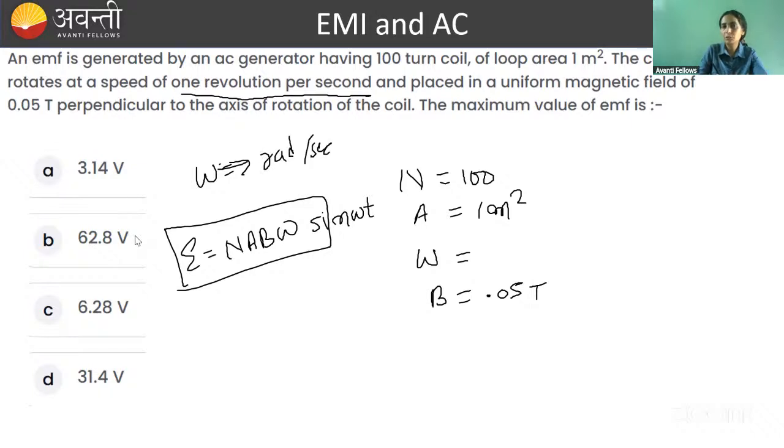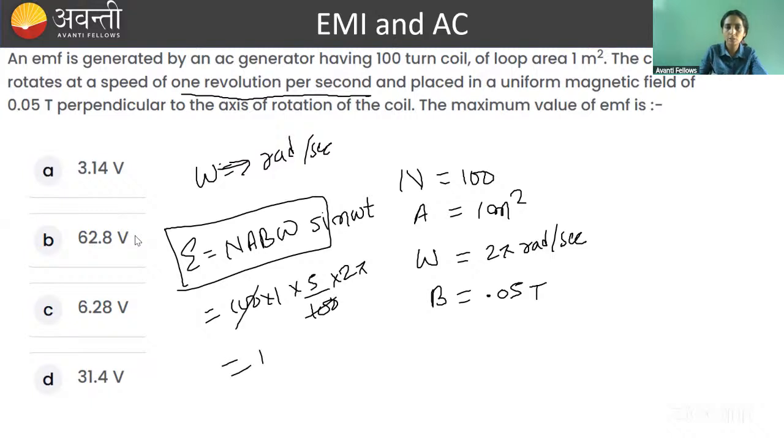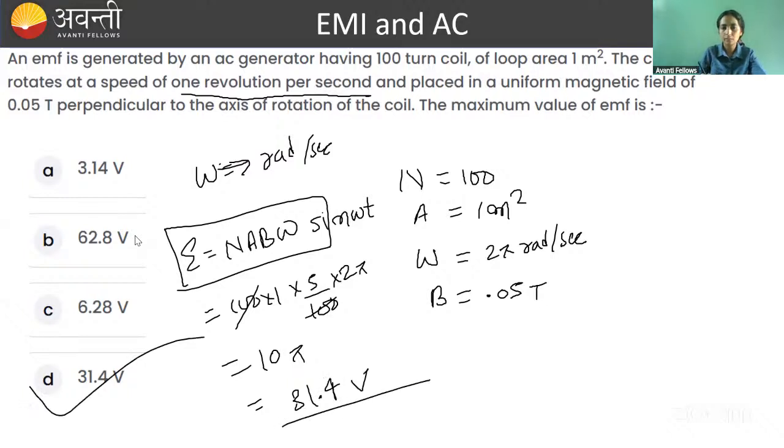So 1 revolution per second. 1 revolution means how many radians? 2 pi. So omega is 2 pi radian per second. This is the value of omega, right? So put the value of EMF: 100 into 1 into B, 5 by 100, into omega, that is 2 pi. So this is how much? 10 pi. That is equal to how much? 31.4 volt. Correct answer is D.